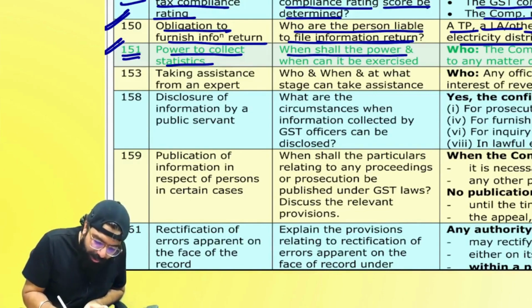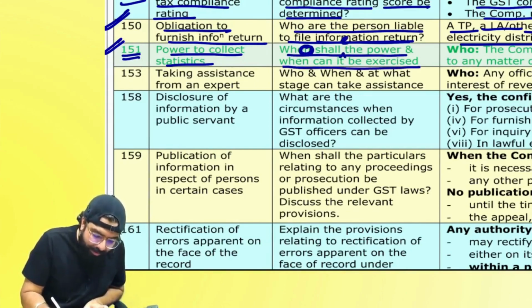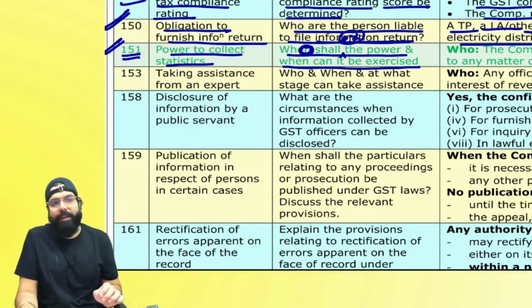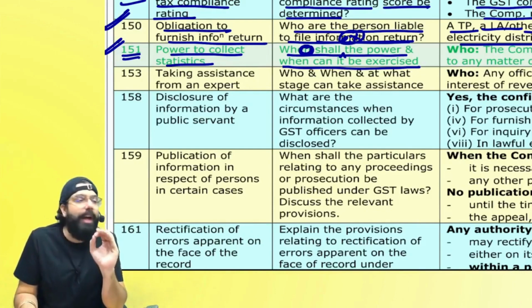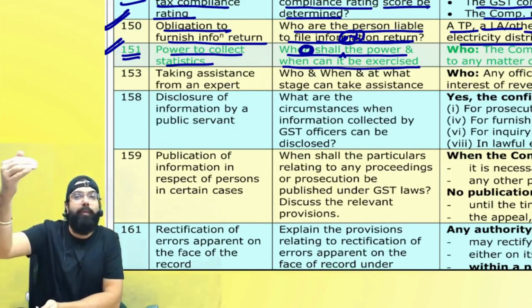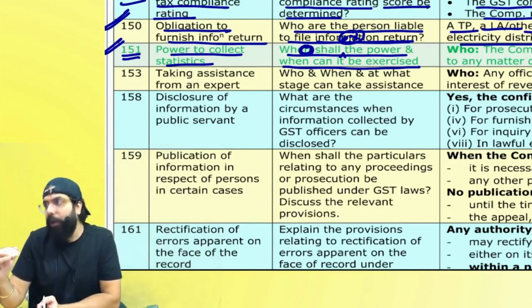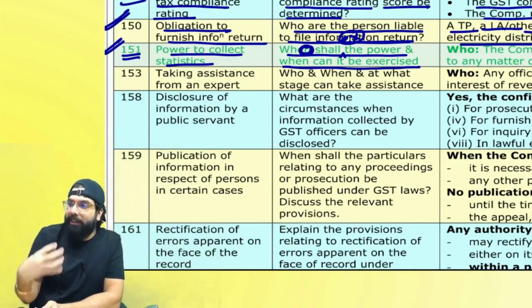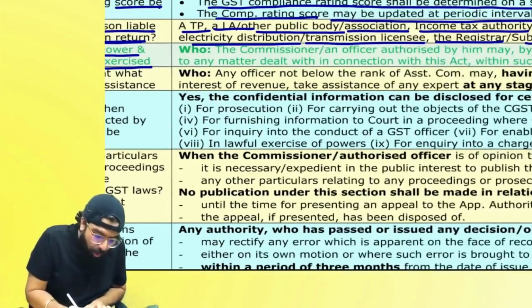Who shall exercise the power, and when shall it be exercised? Everyone, you have to remember who shall exercise the power to collect statistics. What is statistics? Statistics is information in a much more organized manner. So the government has the power to collect statistics also. Now, statistical data: who has the power to collect?